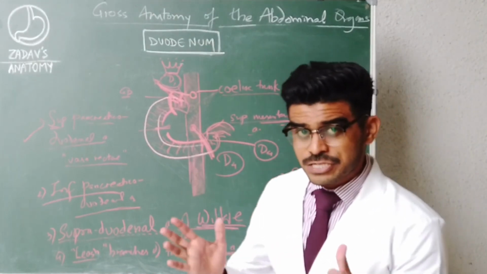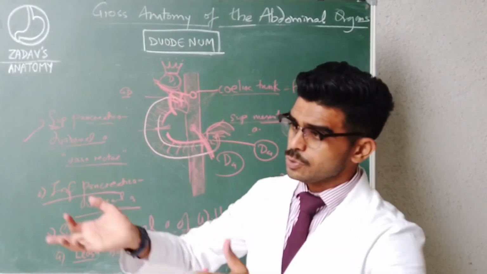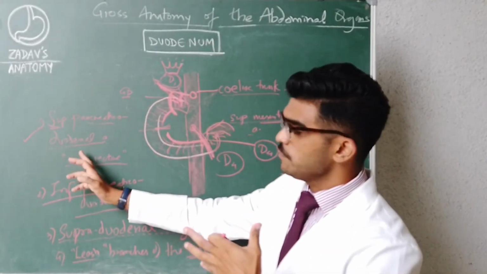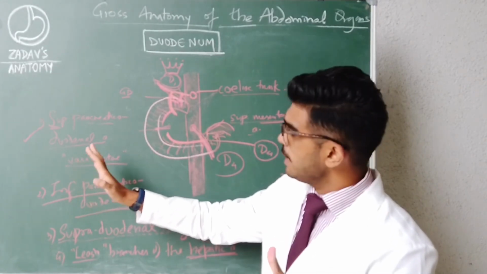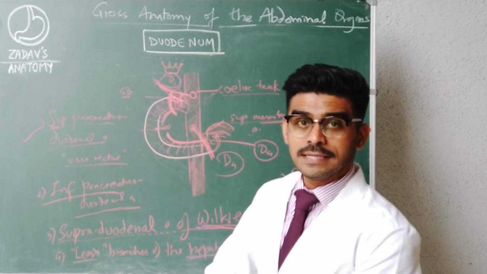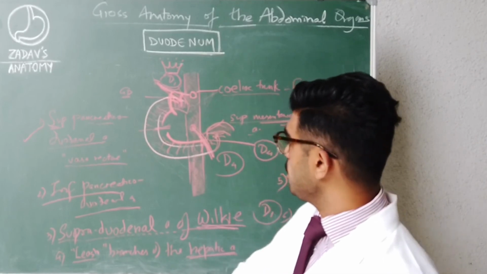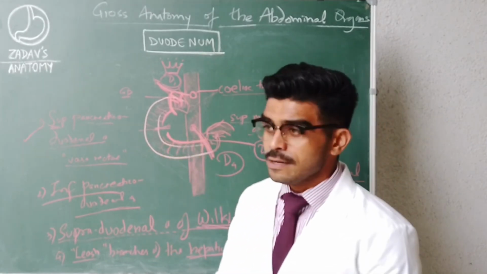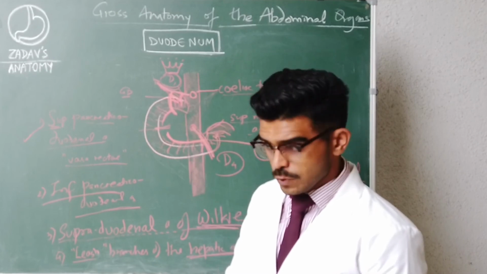The veins essentially follow the arteries. So the superior pancreaticoduodenal vein is eventually going to end up emptying into the portal vein. The inferior pancreaticoduodenal vein is going to end up in the superior mesenteric vein. Okay?